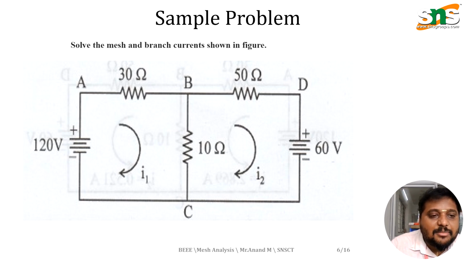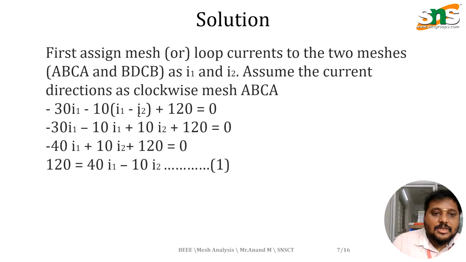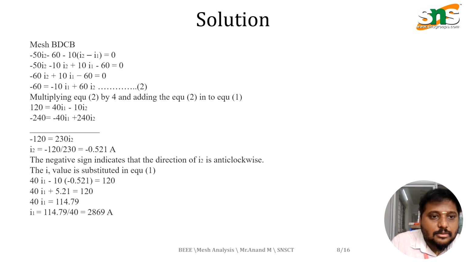Just take it as two loops. Name every corner node A, B, C, D. The first loop is B, C and then A. This is loop 1. The second loop is B, D, C and then B. First assign the mesh or loop current to the two meshes, that is ABCA and then BDCA.